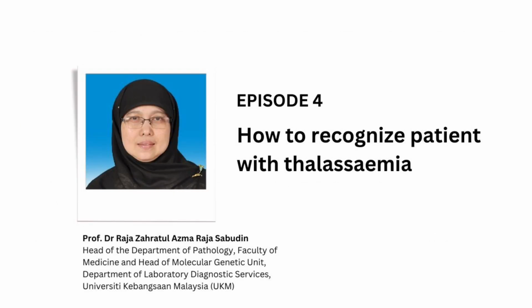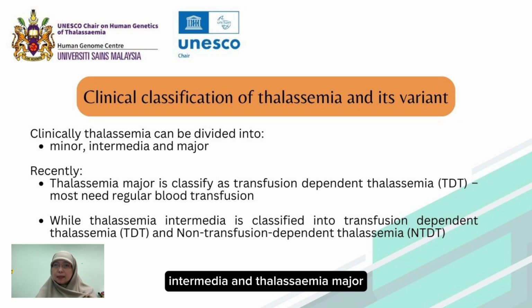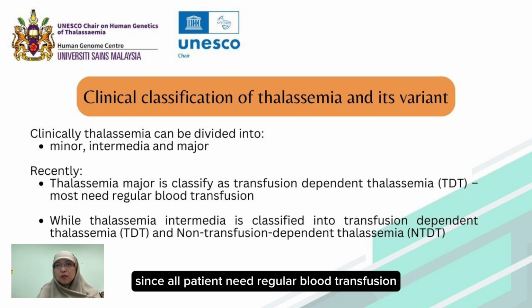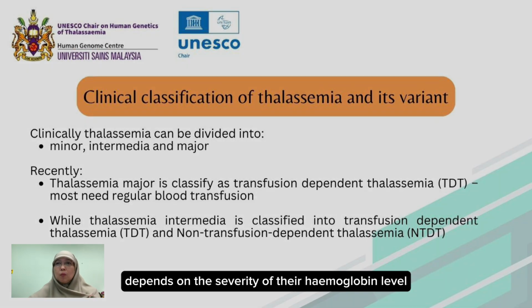How to recognize patients with thalassemia? Thalassemia clinically is divided into thalassemia minor, intermediate, and thalassemia major. Thalassemia major is also known as transfusion-dependent thalassemia, since all patients need regular blood transfusion, while thalassemia intermediate is classified into transfusion-dependent thalassemia or non-transfusion-dependent thalassemia, depending on the severity of their hemoglobin level.